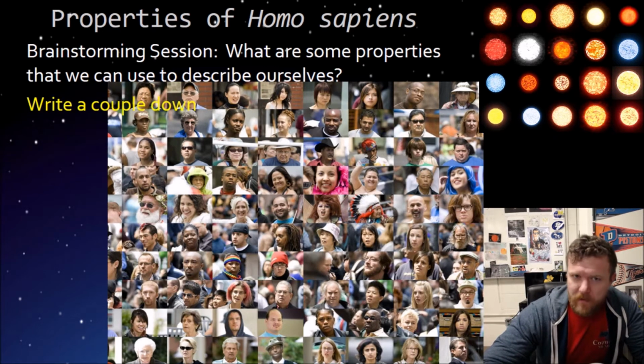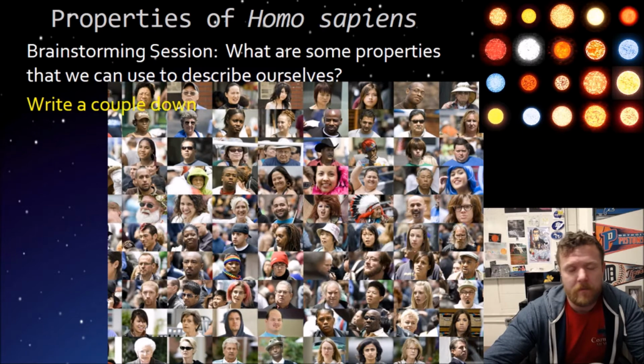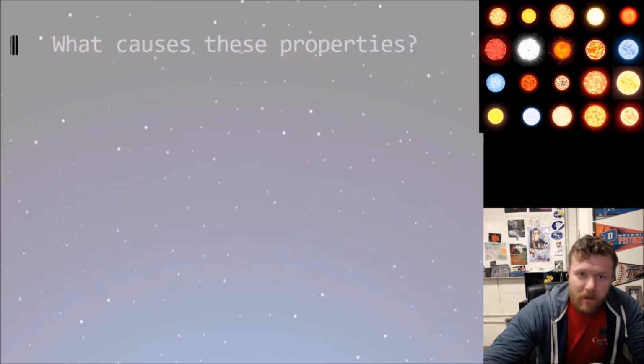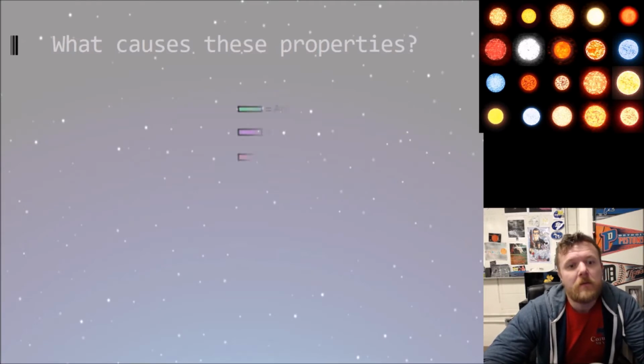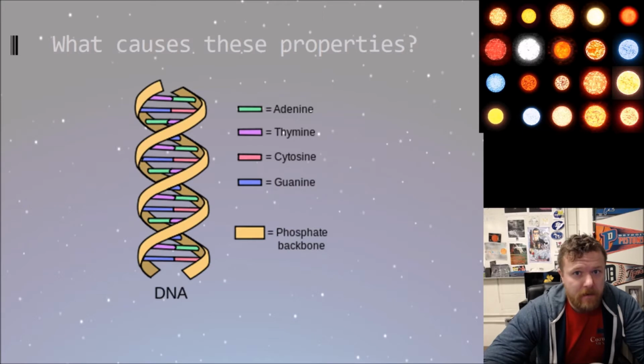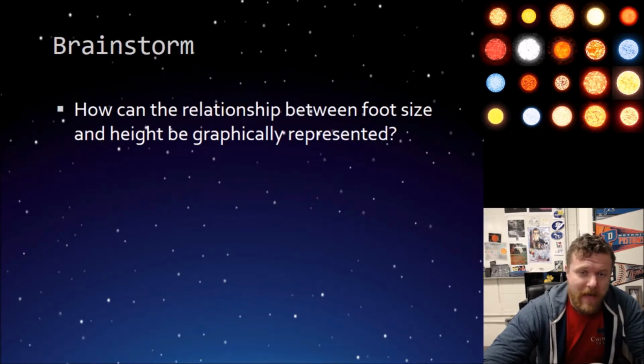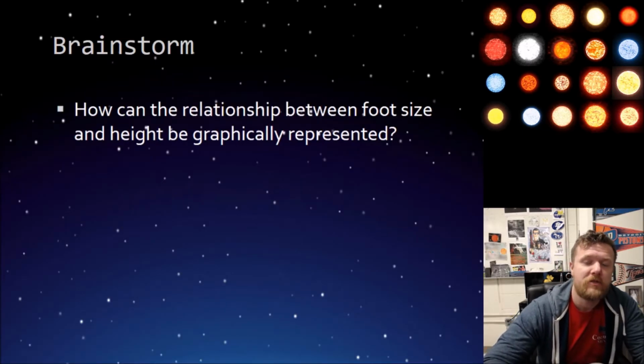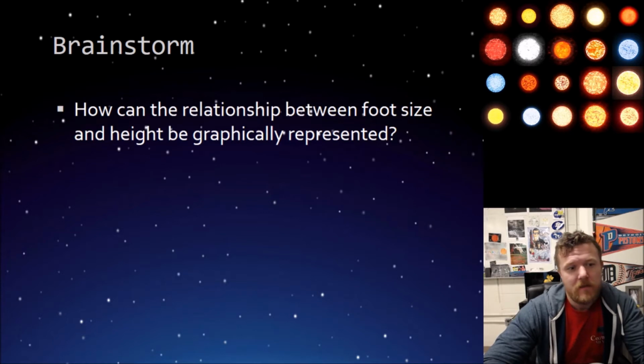If we start thinking of properties of humans, we can come up with a bunch. Height, weight, hair color, eye color, how long your nose is, and there's a lot of different properties that we can come up with. What causes all of these properties? 99% of them is caused by DNA. So the question that we would ask in class is, how can the relationship between the size of somebody's foot and their height be graphically represented?